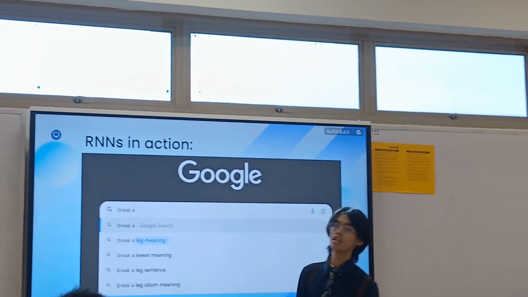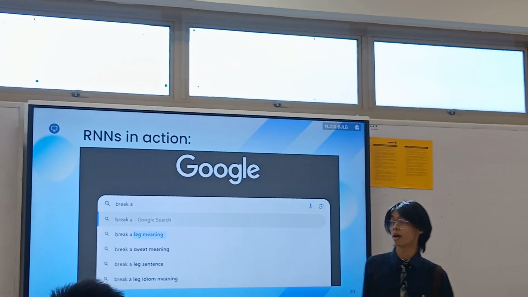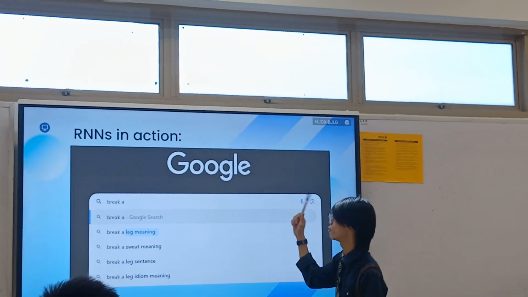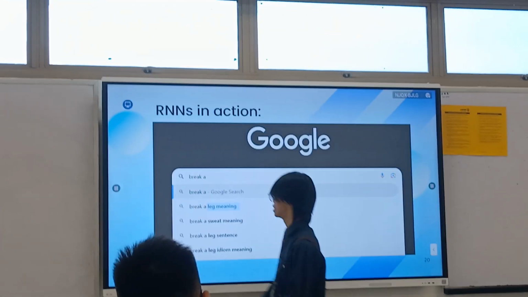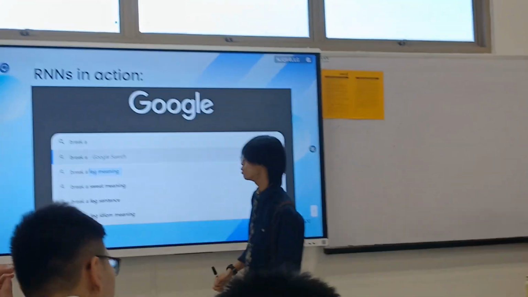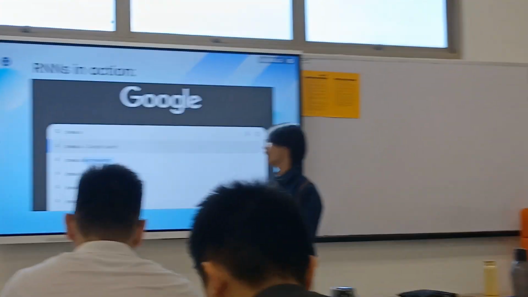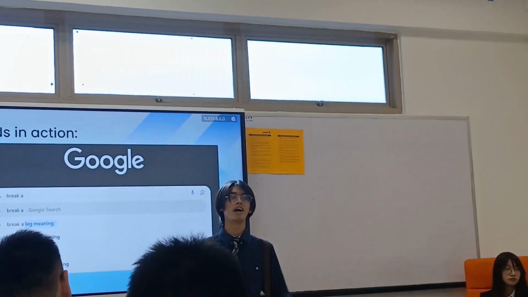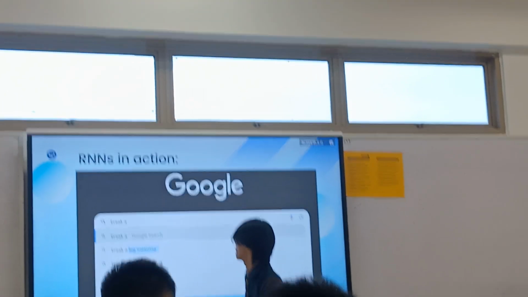Now, this is recurrent neural networks in action. This experiment is conducted by me. It is from the Google autocomplete function. Here, I typed in break a. I'm intending to type in break a leg, but it was able to predict break a leg meaning. Have you guys ever wondered how that works? How does it produce this prediction? Alright, let me talk more about that.